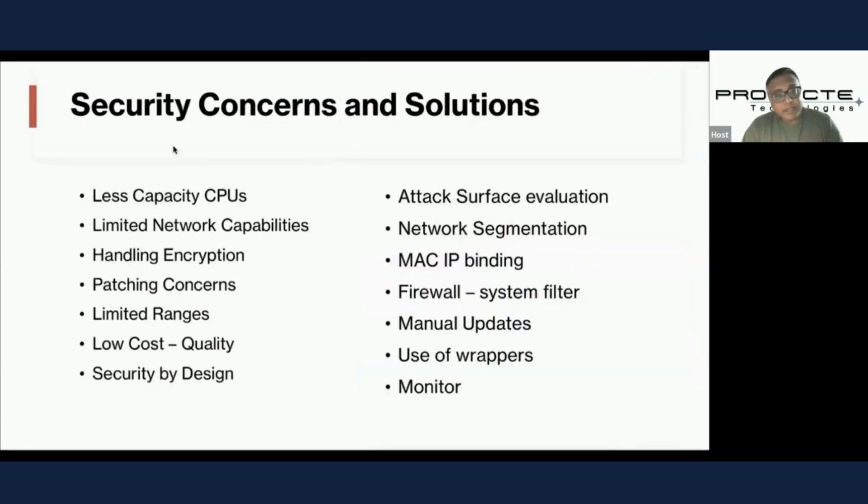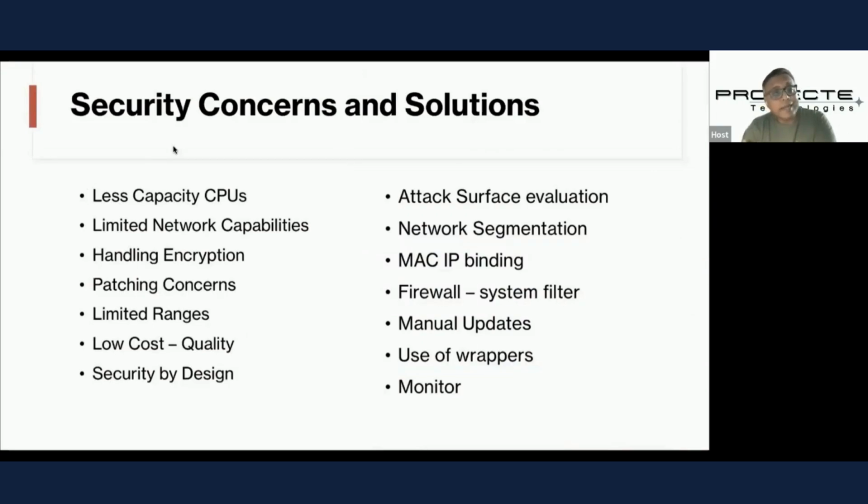What are the major security concerns for embedded devices? Flashed on the slide: CPU. The CPU is very small, it cannot handle much power. Very limited network capabilities. It communicates on a particular protocol on a particular port. It can't handle encryption well. Patching may not be available. If there's a vulnerability, how do you patch them? Ranges are limited, so it has to be near some network. They are of low cost. Quality is the issue. Security by design is not implemented.